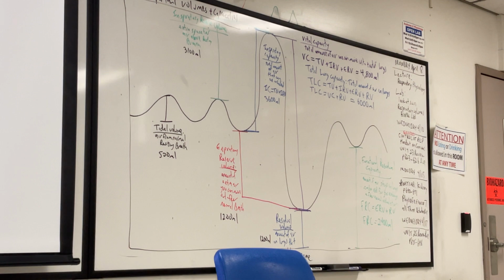We have our vital capacity. How do we define that? Total air we can move in and out of lungs. Total amount of air we can move into and out of the lungs. And how do we calculate it? Everything but residual volume. Yeah, add the tidal volume, inspiratory reserve, and expiratory reserve together. And then you add them all together, and we get our total lung capacity.